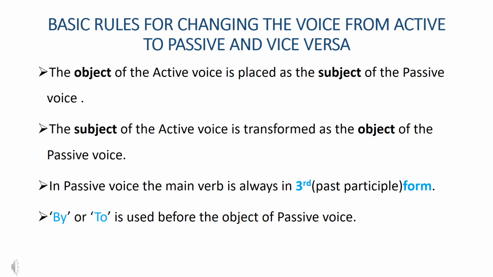And in passive voice, the main verb is always in the third form, that is, the past participle form of the verb. It is always. And a "by" or "to" is used before the object of the passive voice.